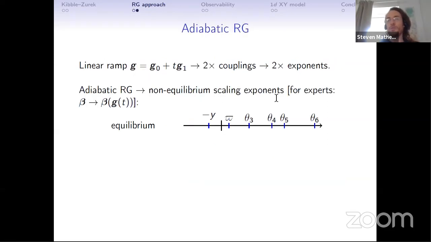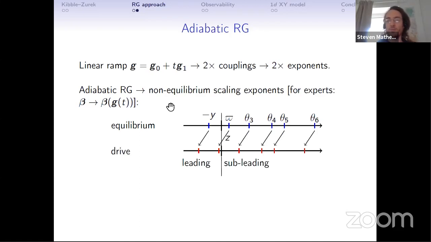Now, when we include the drive in the system, for example, here consider a linear ramp where we have the couplings, they have a constant part and some part that is proportional to time. So there's a position and a speed in the phase diagram. And what happens is that now we have twice as many couplings. And if we have twice as many couplings, then we must have twice as many exponents. So I represent here our list of critical exponents at equilibrium. And using our dynamic RG approach, we can actually compute the list of exponents that emerge as a result of the drive.